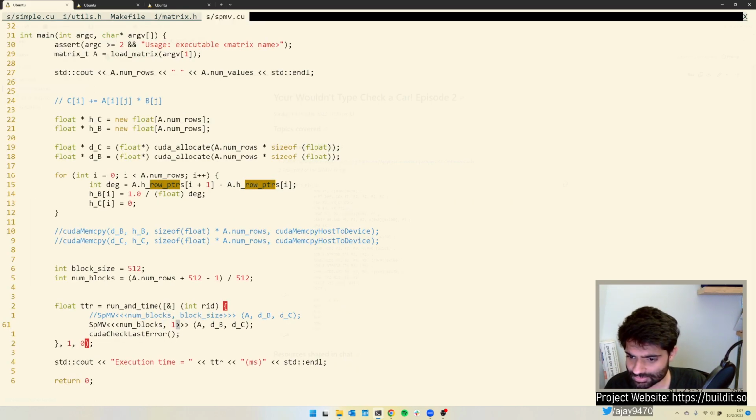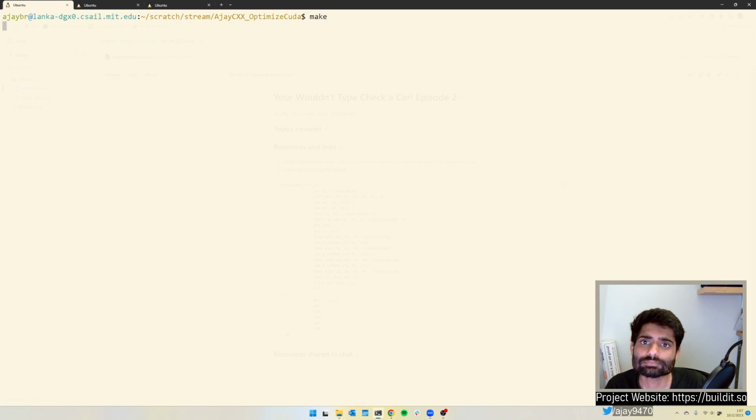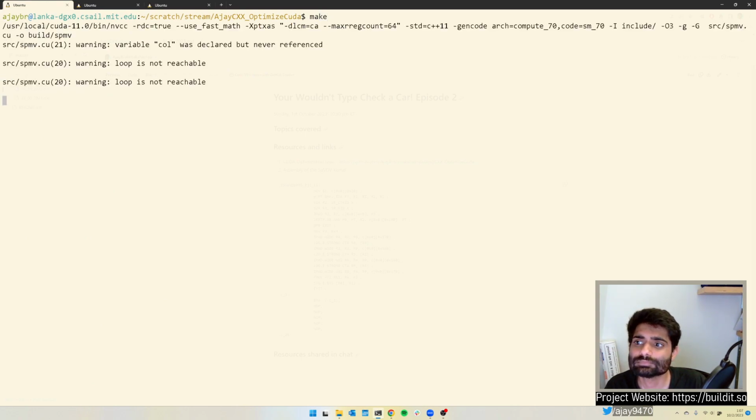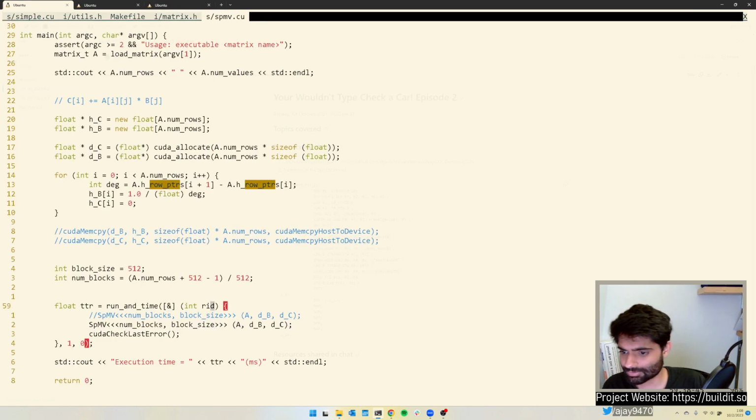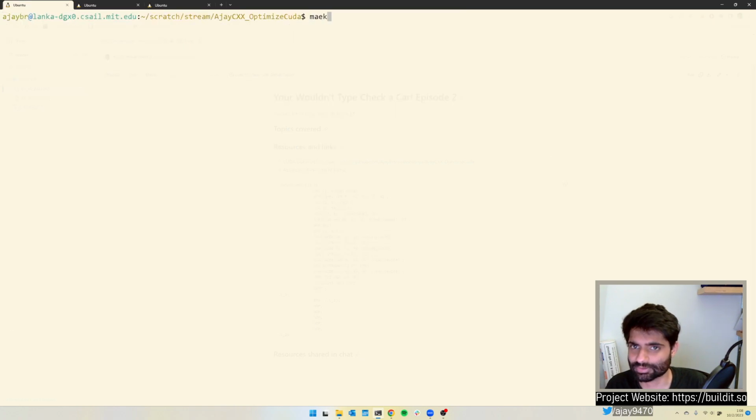Okay, it still runs. Okay, I think the block size is too much. We will debug why this is the reason. And why is it not complaining about it? The kernel launch failure.